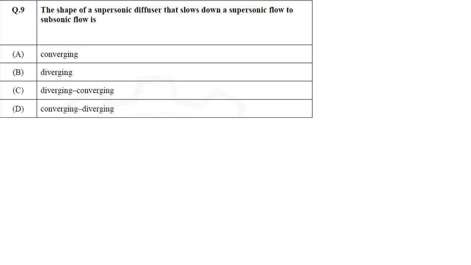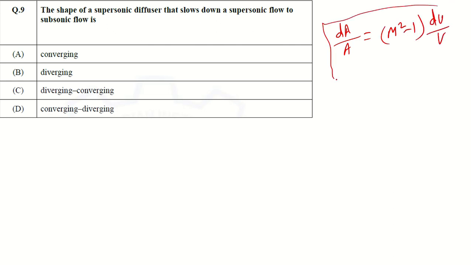The shape of a supersonic diffuser that slows down a supersonic flow to subsonic flow is? We have one formula, dA by A is equal to M square minus 1 into dV by V. This is the area, Mach number, velocity relation, a very important formula to know. If you know the Mach number and the area, you can easily find out whether it is a supersonic diffuser or subsonic diffuser.